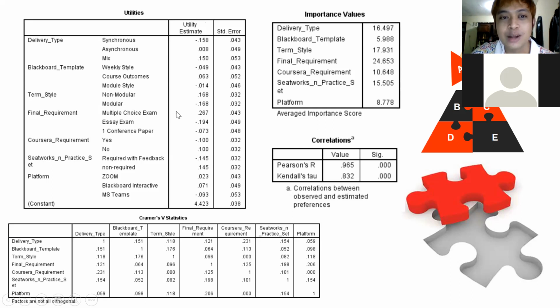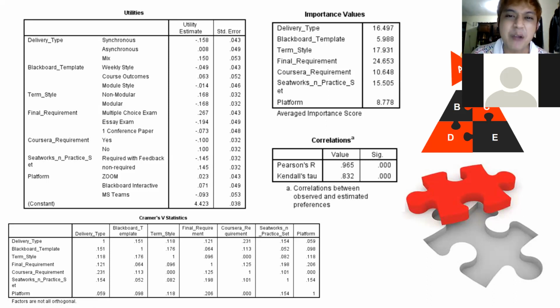Look at this one. What they like, the positive one, is multiple choice. I was like, why multiple choice? And this is very big, 0.267. There is nothing higher than this one, right? This is the highest one. So the highest, 0.267, is actually for the multiple choice exam.